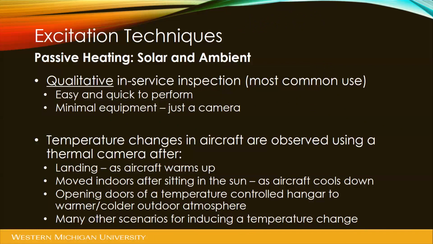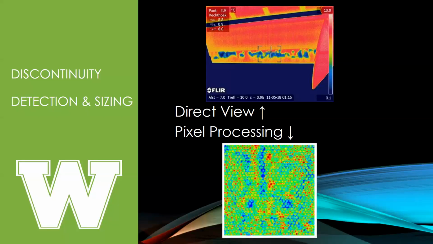So just some examples of excitation techniques. So passive, I mentioned, solar and ambient. I just talked about how each of those work, and they're good for the qualitative inspection. That's what's happening here. This plane, you can see the moisture in the trailing edge there is cold. Anyone have an idea how that moisture got cold? Compared to the rest of the structure that's warmer? It doesn't necessarily mean it's hot.